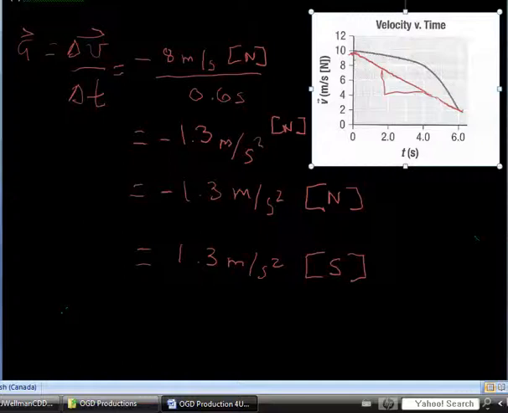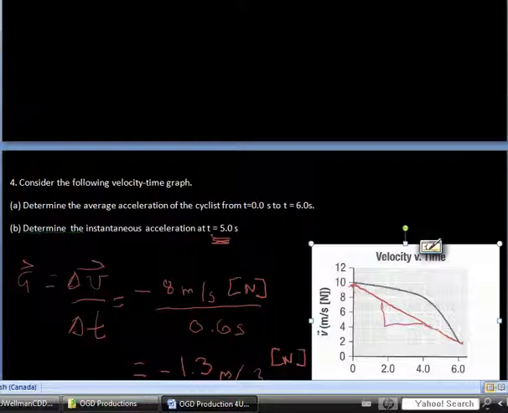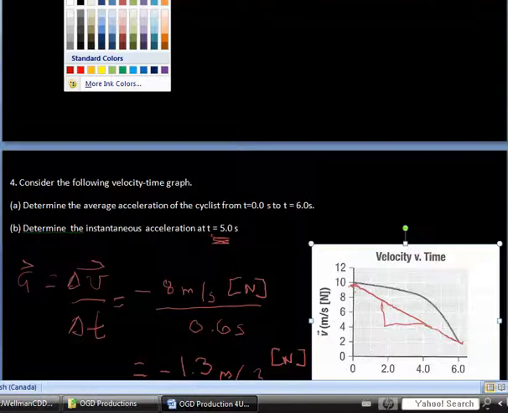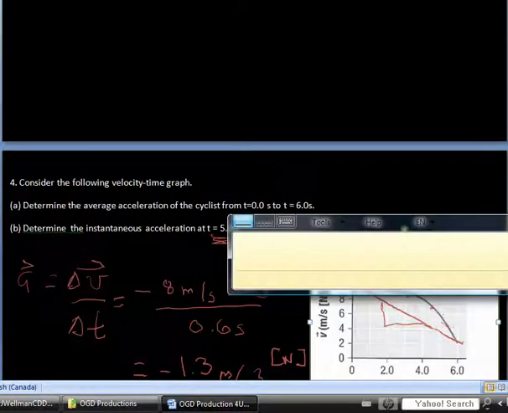The second part of the question asks for the instantaneous acceleration at 5 seconds. So you look at 5 seconds. See if we can change colors here. So we look at 5 seconds. 5 seconds is about there. If you pick up a point above and below 5 seconds, you'll notice that it is much steeper.